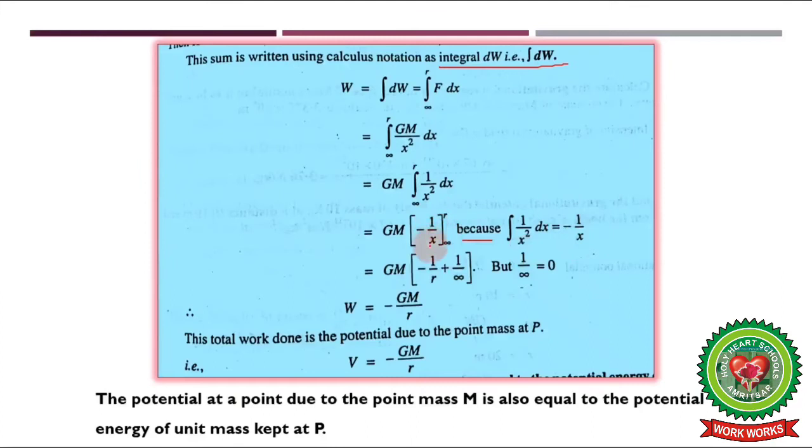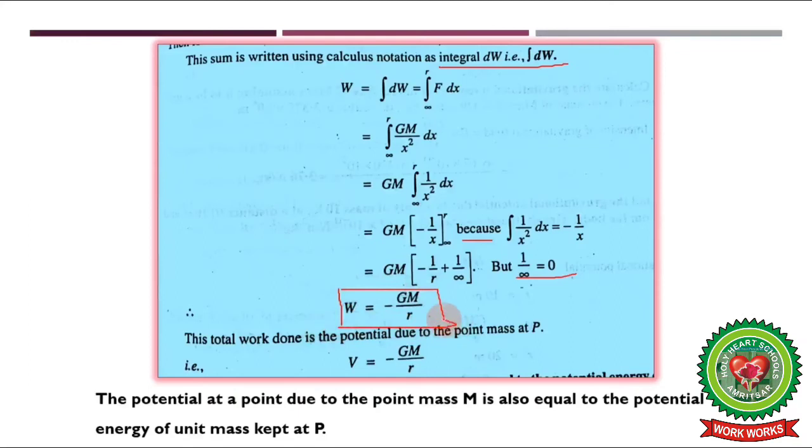Now first of all we have to put the upper limit in x, then the lower limit. So GM bracket minus 1 upon, in place of x we put r, it becomes 1 upon r, minus, and again minus 1 upon infinity. So minus and minus will become plus, but 1 upon infinity is 0. So this whole term will become 0. So we are left with W is equal to minus GM upon r.